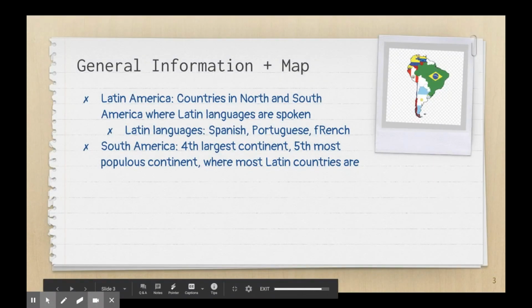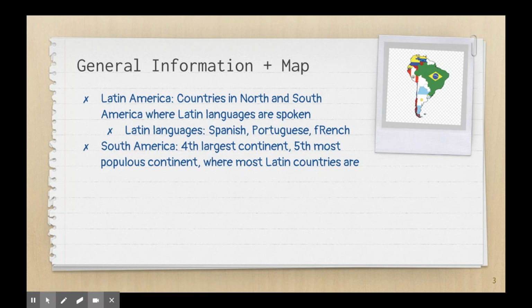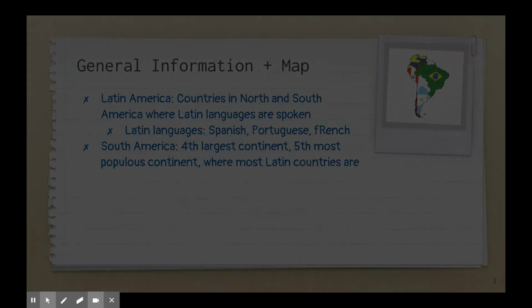Some general information. Latin America are countries in North and South America where Latin languages are spoken. These languages include Spanish, Portuguese, and French. South America is the fourth largest continent. Your notes say the fourth. I know the slide says the fifth. Don't worry about changing it. The fourth most populous continent and where most Latin countries are. Remember to pause if you need to take notes and then continue on.